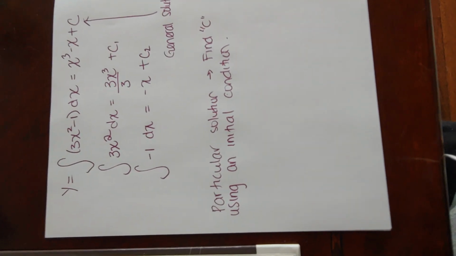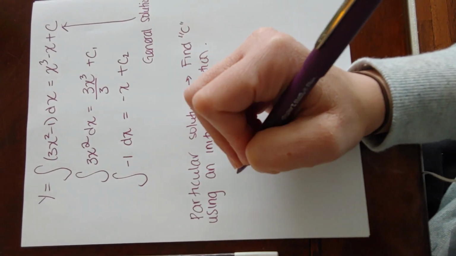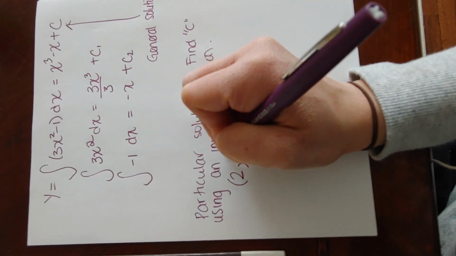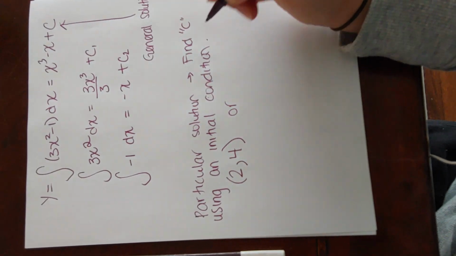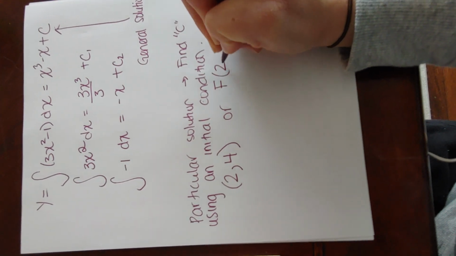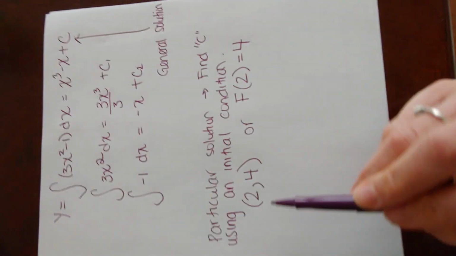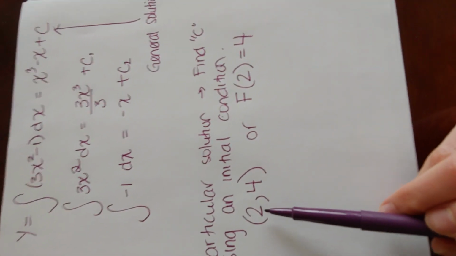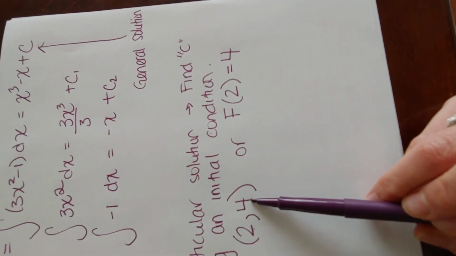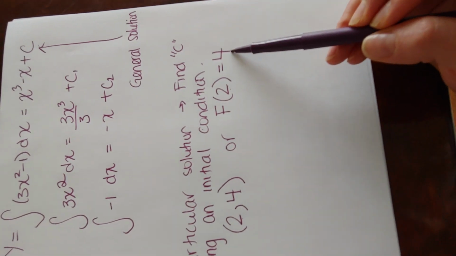So an initial condition could be as simple as saying that the function has to pass through the point (2, 4). Or they could say something like f of 2 is equal to 4. These are two separate initial conditions, but they're both initial conditions. And what this says is when I evaluate 2, I get 4 as my function value. Same thing here. If I evaluate 2 as my x, I get 4 as my function value.